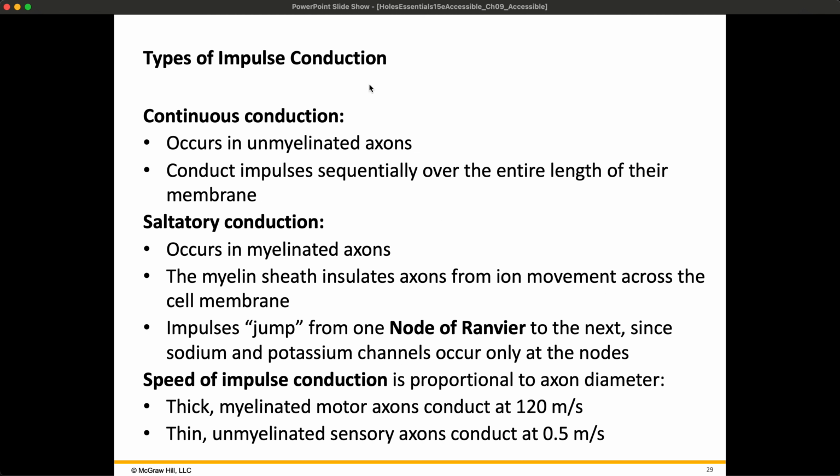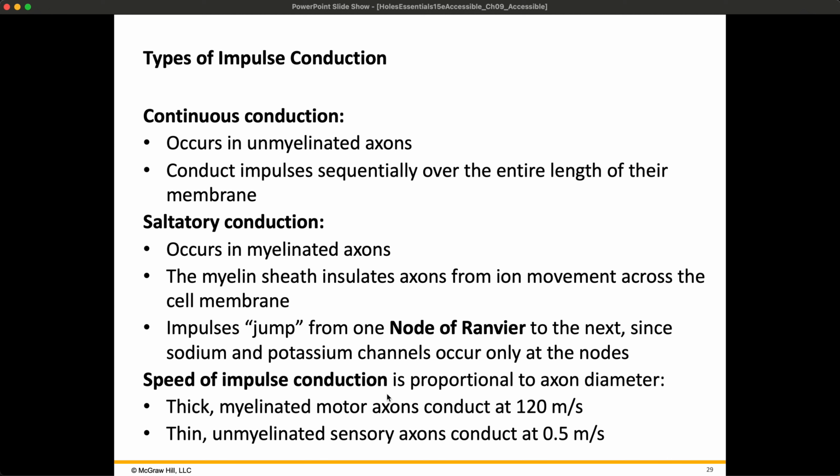Okay, so types of impulse conduction then that we have, things like continuous, saltatory conductions. So continuous is in those unmyelinated axons. They do not have any of the myelin insulating it, and so the impulse has to go over the entire length of the membrane. Whereas saltatory means jumping. And so literally they're jumping, these are only in myelinated axons because they're jumping along those gaps within the myelin sheath.